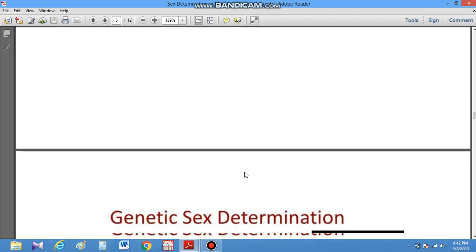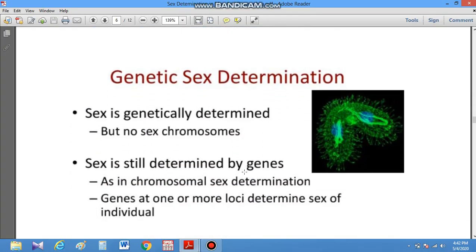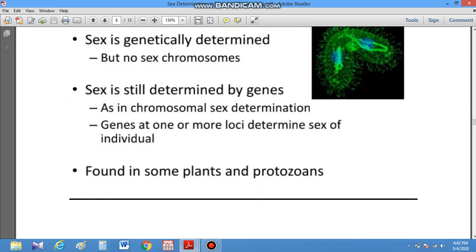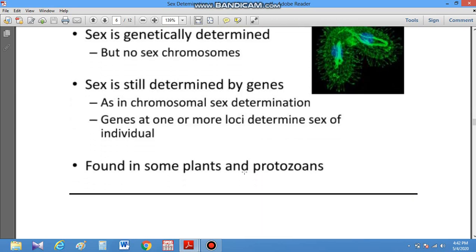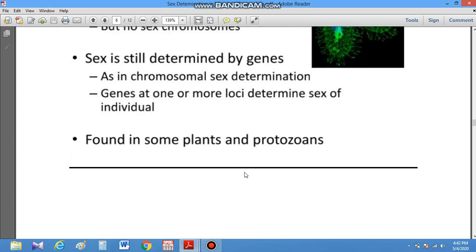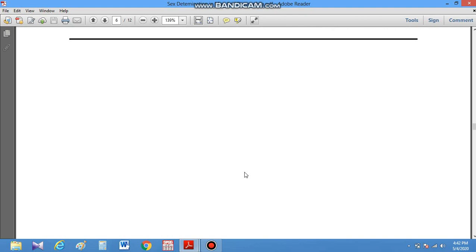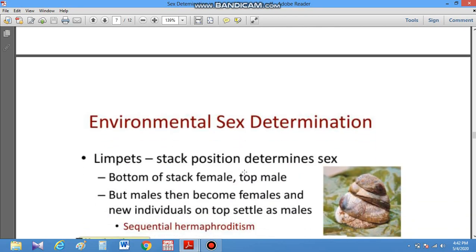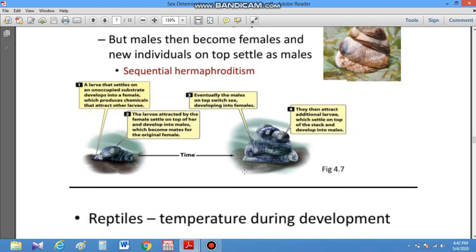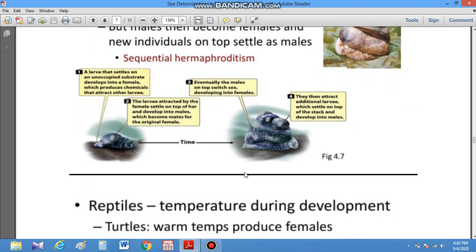In case of genetic sex determination, sex is genetically determined and it depends on the genes at one or more loci on the chromosome. It is found in some plants and protozoans, which we will discuss later. In case of environmental sex determination, it can be seen in reptiles and in snails.